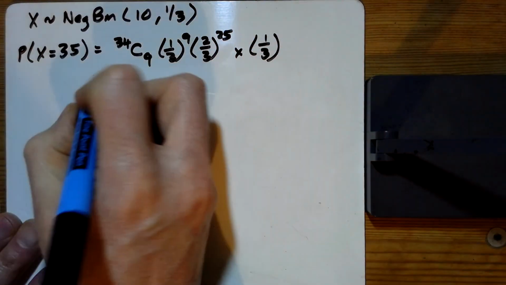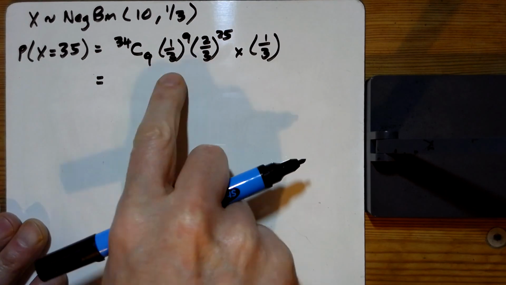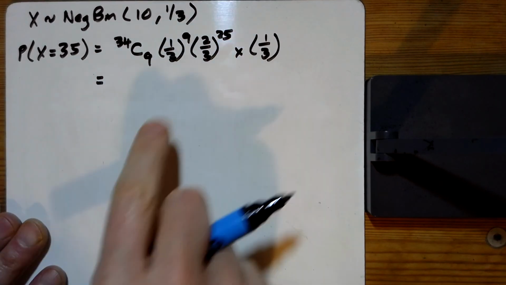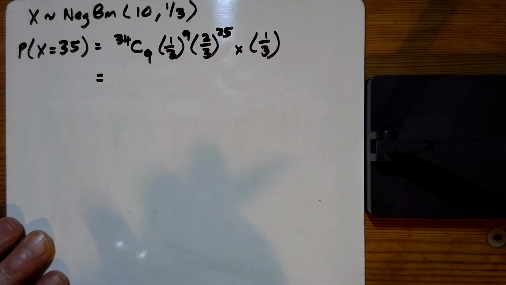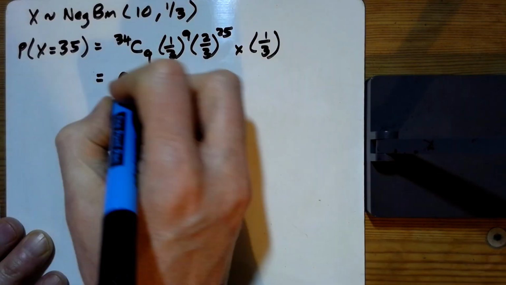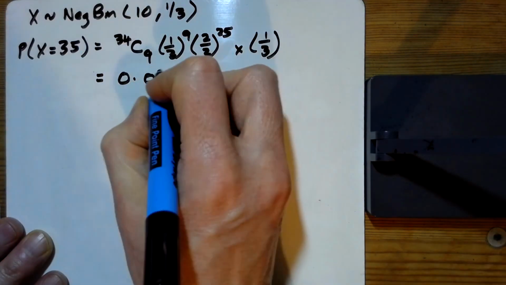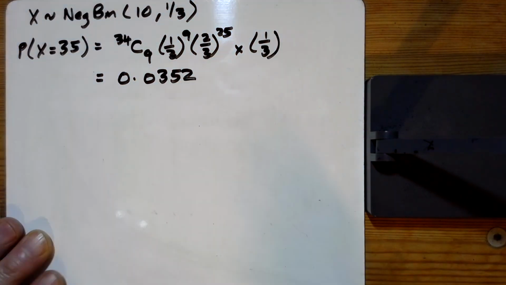Now I know the formula just puts that there. I just like to think about that every time. It just makes me understand what I'm doing when I do that every time. So typing that into the calculator, yes, that is a low number, 0.0352.